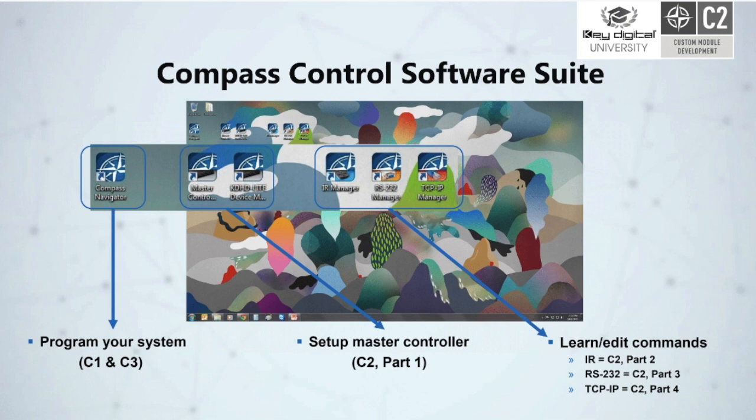your system. We showed you how to program it using the modular methods in C1, and we show you how to program your system using the custom GUI building methods in C3. You could set up your master controller, as we see the second cluster of icons there, using the Device Manager software. Now, the Compass Control software suite contains 5 software elements.